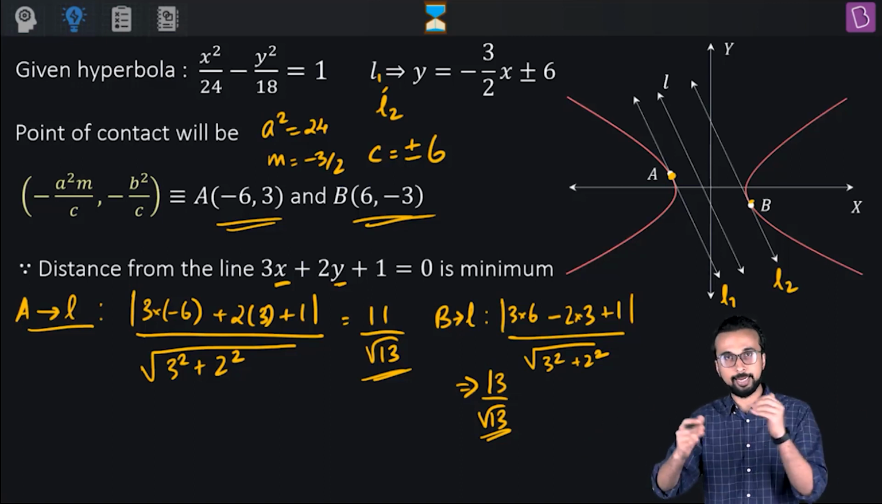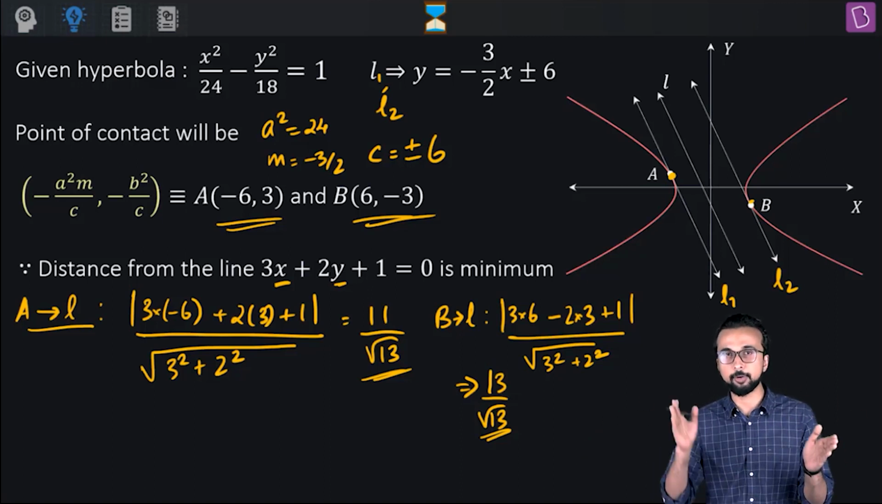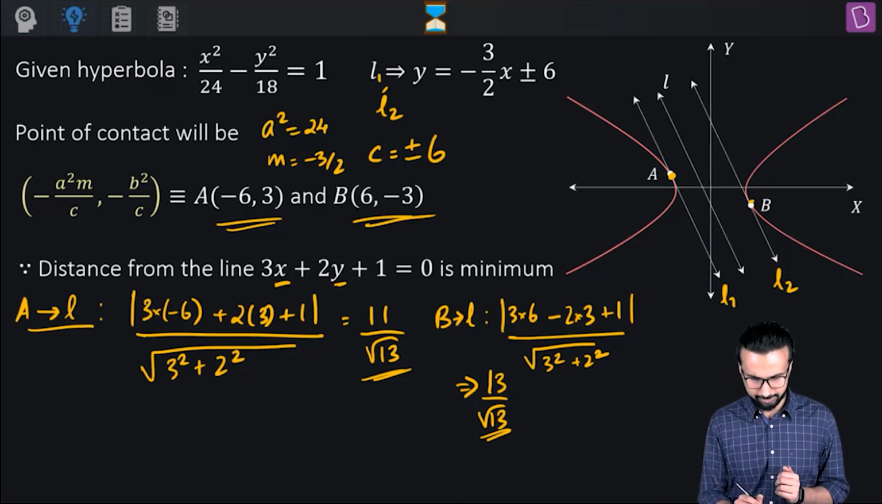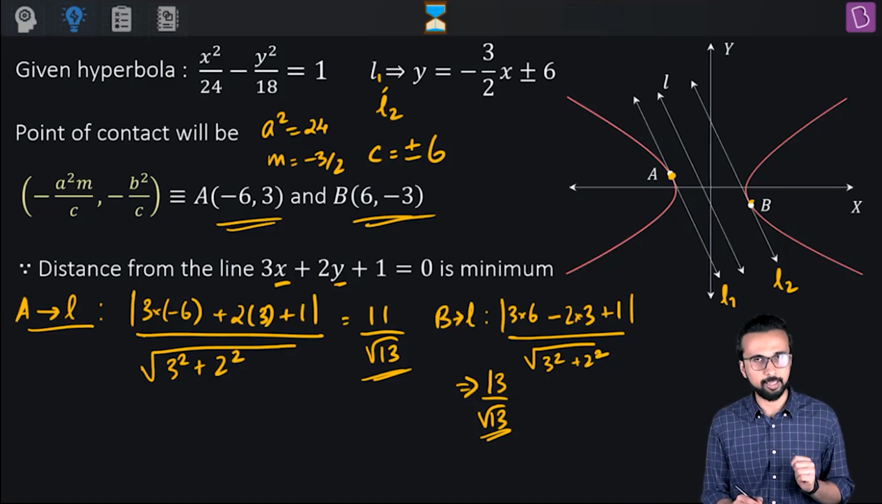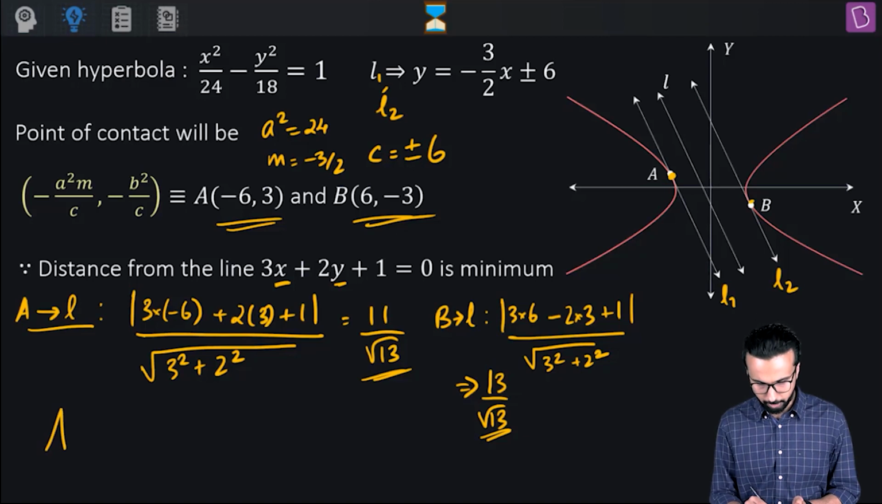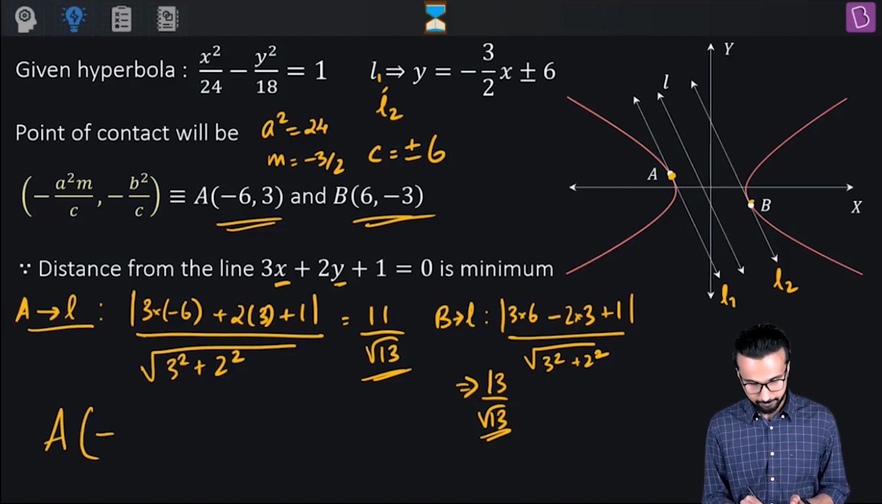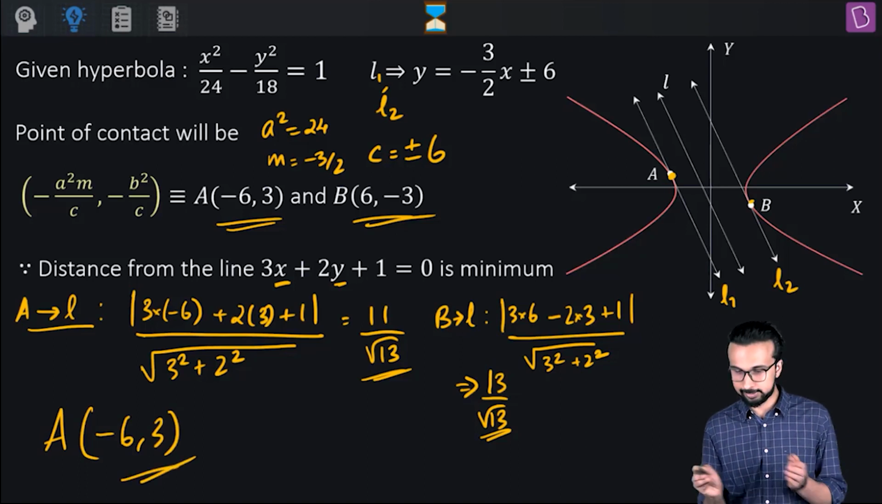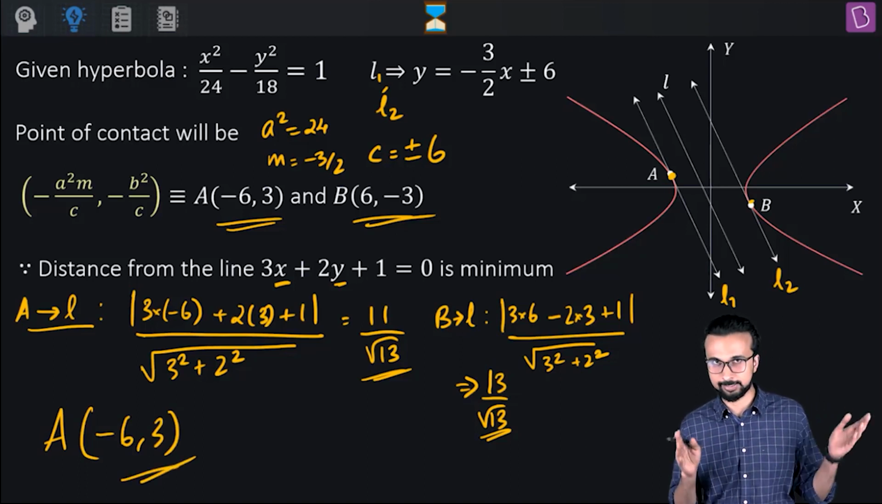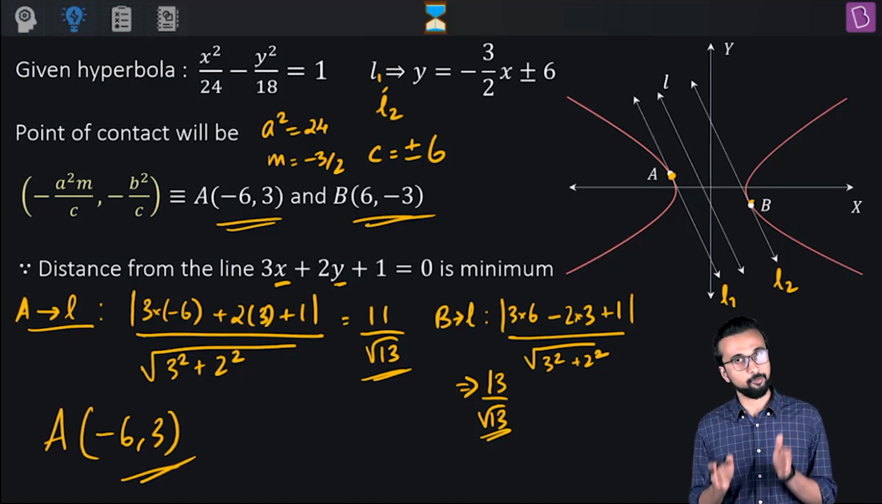The distance to the line L, which is minimum, from point A or from point B? It is obviously from point A, 11 by root 13. So the point A will be my actual answer here. You could have looked at the figure and said point A looks closer, but we have properly found out which is closer.